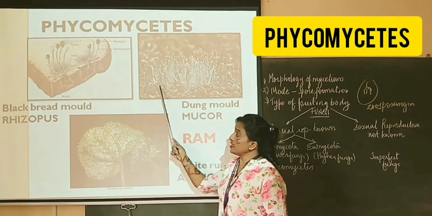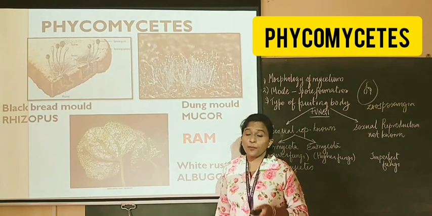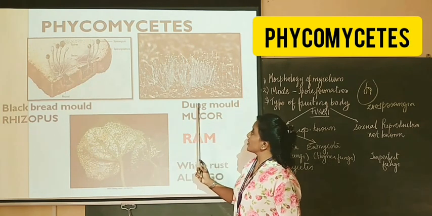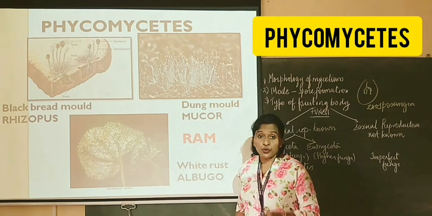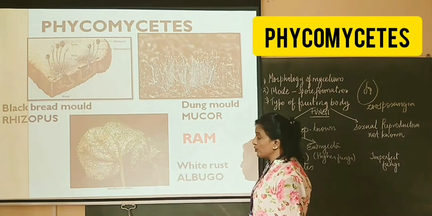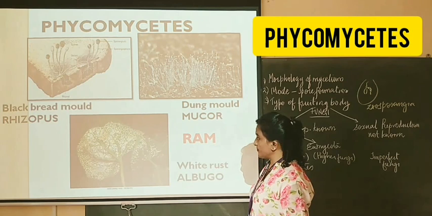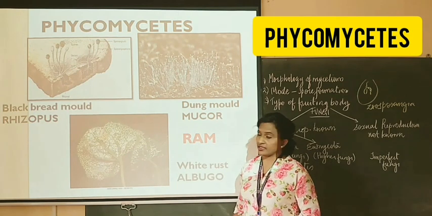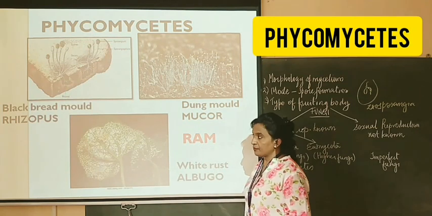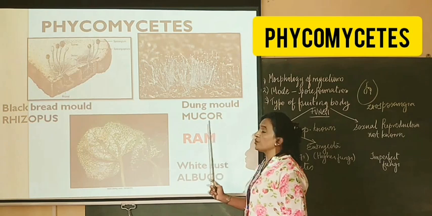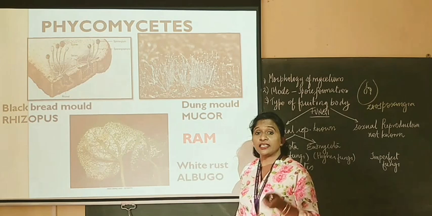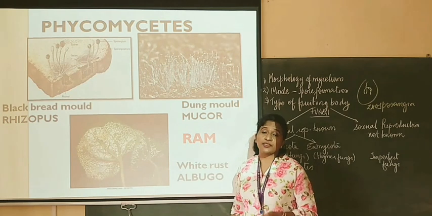So there are three examples of Phycomycetes: black bread mold called Rhizopus, dung mold that is Mucor, and the white rust called Albugo that affects the mustard plants. So they are parasitic to these plants. How to remember this? We can make the short form RAM: Rhizopus, Albugo and Mucor. There are other species too, but in our textbook only these three names are mentioned.